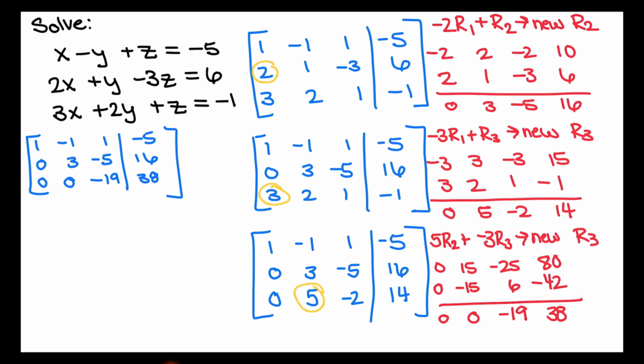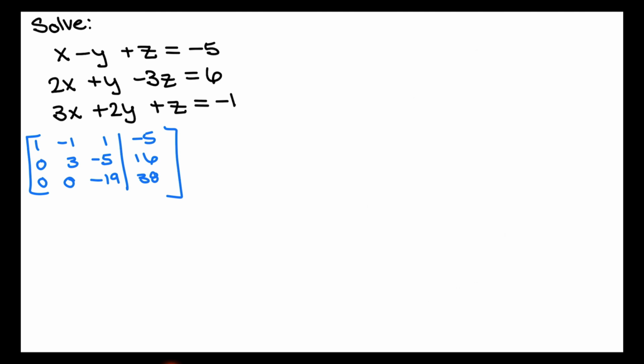So now we're ready to use back substitution to solve this system. Back substitution means you just start at the bottom and you work your way up. So that last row with the 0, 0, -19, 38 corresponds to the equation -19z equals 38. I can solve this by dividing by -19, and I get z equals -2.